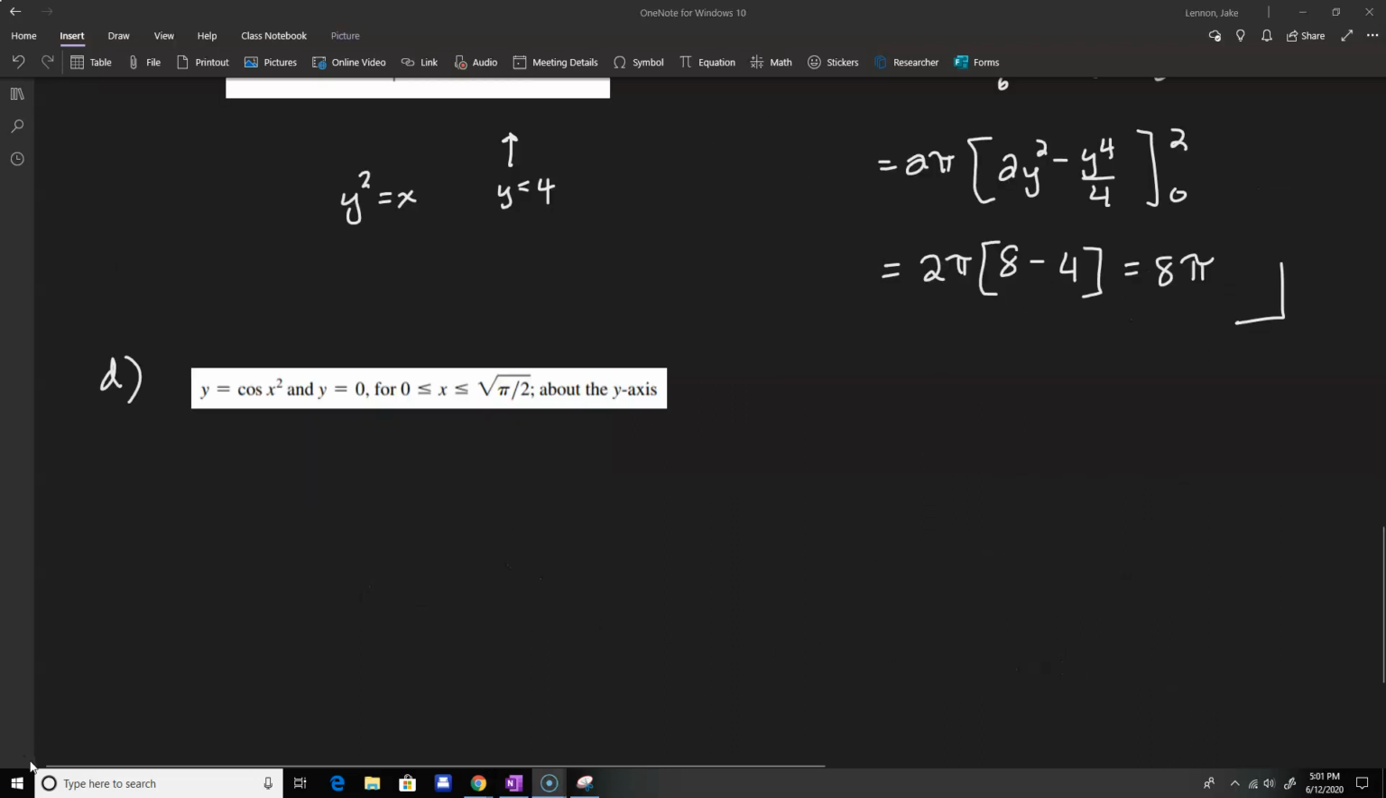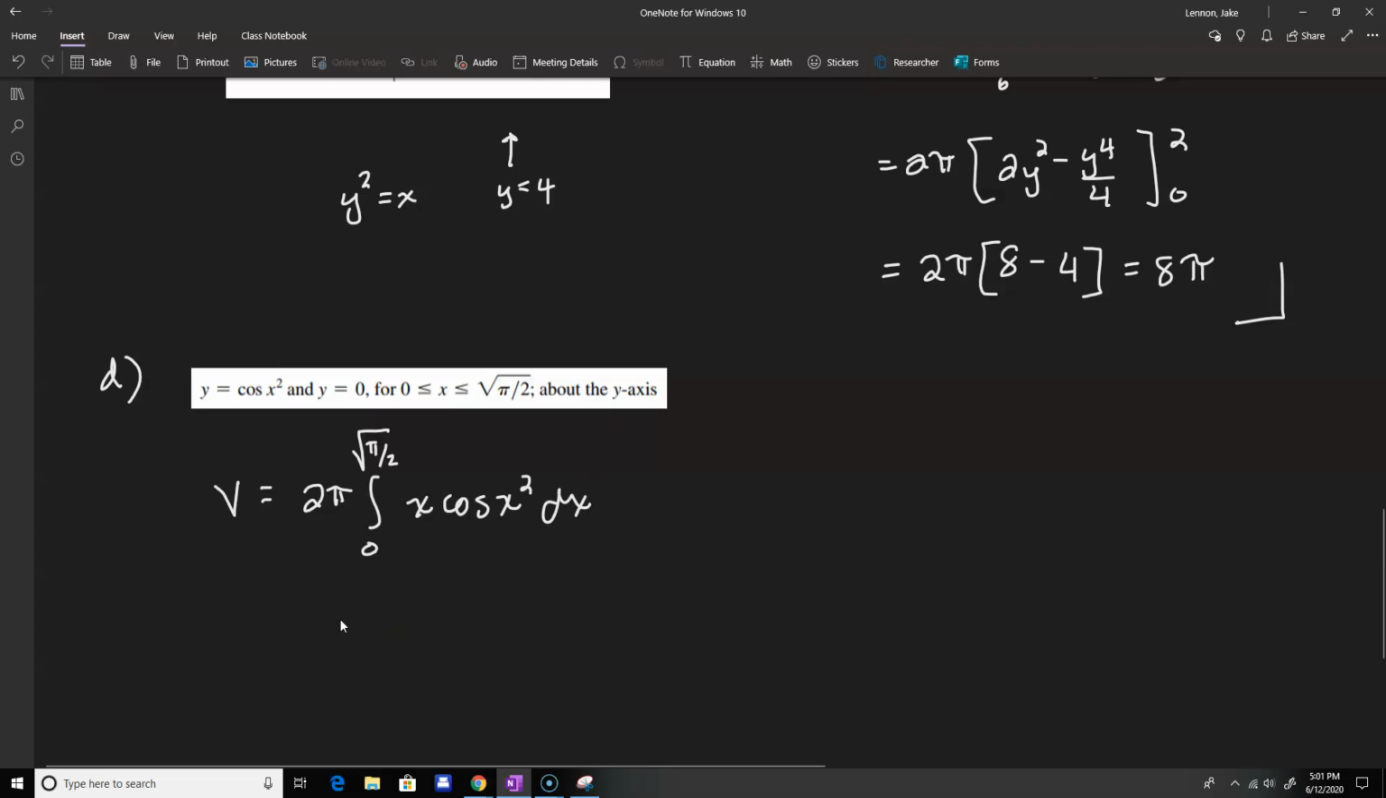Okay, let's do one last one with maybe a slightly more exotic function, but really nothing too difficult here. We just have 0 and then we have our positive function over this interval. So our volume here is just given by, again, 2 pi times the integral from 0 to the square root of pi over 2 of x times cosine x squared dx. So this can be done by substitution.